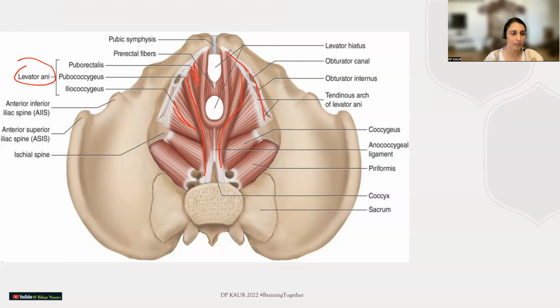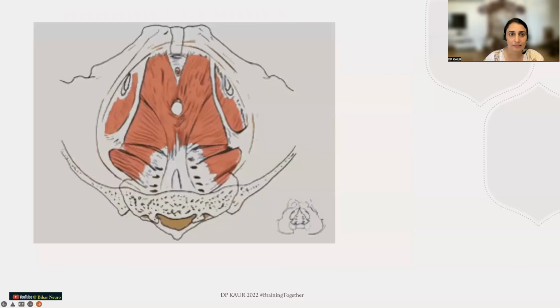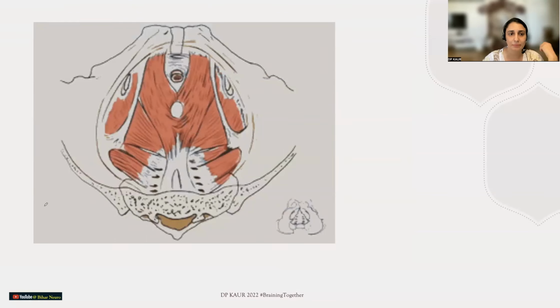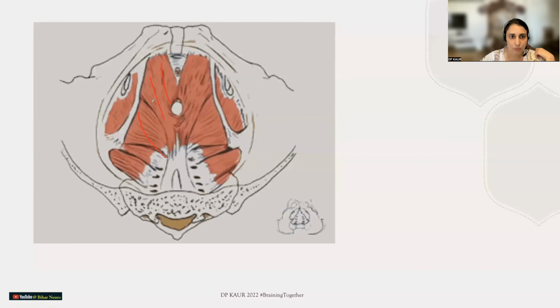Is that clear? Okay. So अगर हम देखें इसका action, you can see this is how these muscles, the main levator ani muscles, work, see that, and this one.